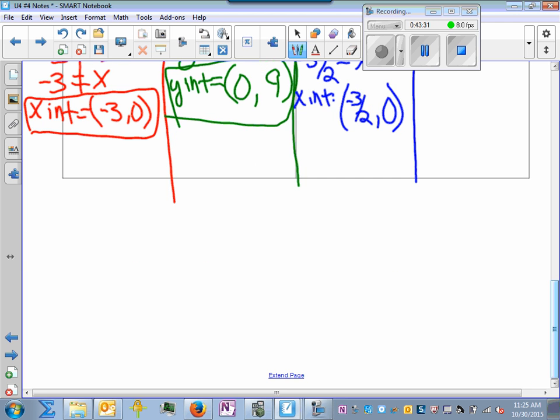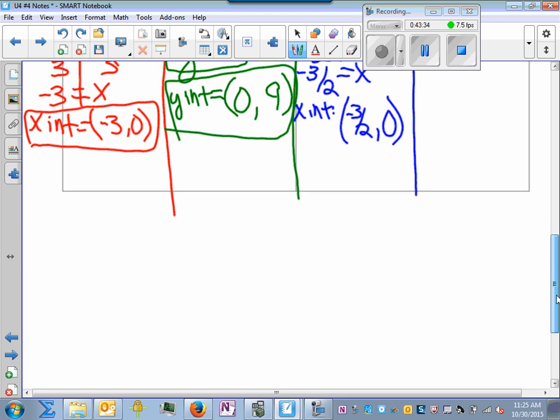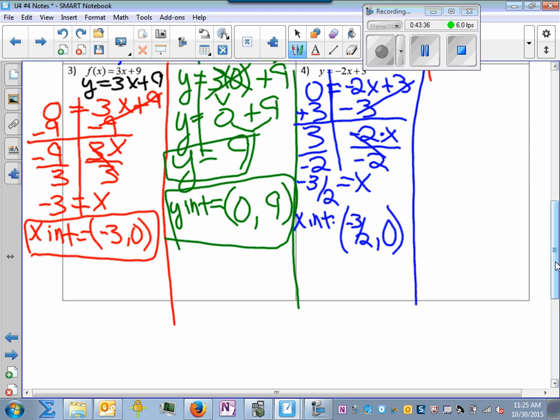I'm going to go down here, and I'm going to remember my original equation of y equals negative 2x plus 3. We are saying that my x is negative 3/2 and my y is 0. So I'm going to plug those values in. 0 equals negative 2 times negative 3 over 2, plus 3.